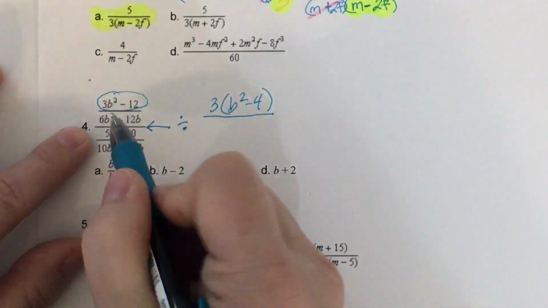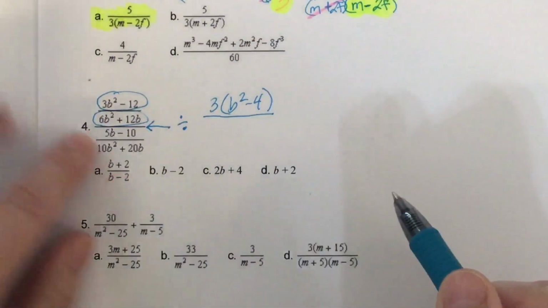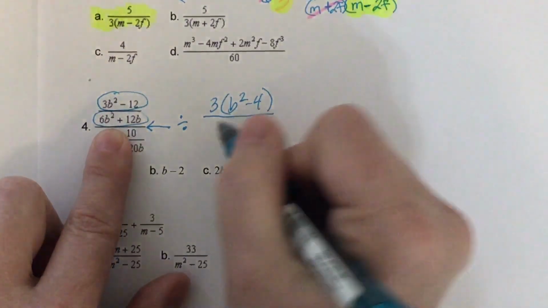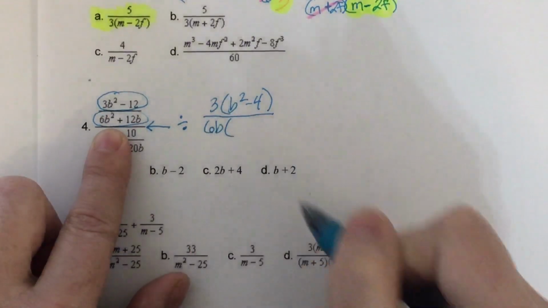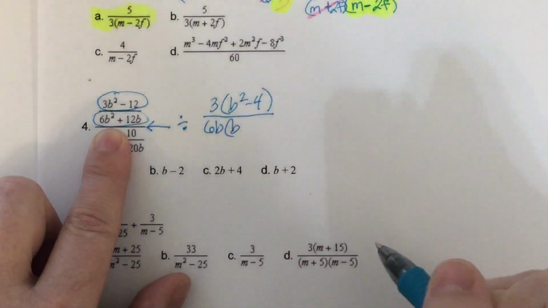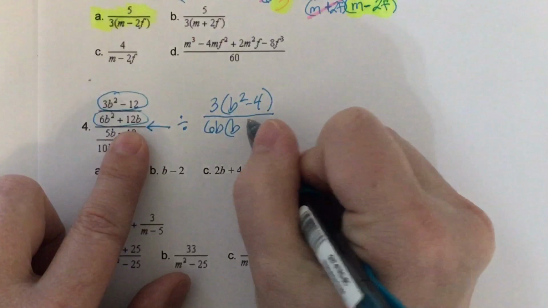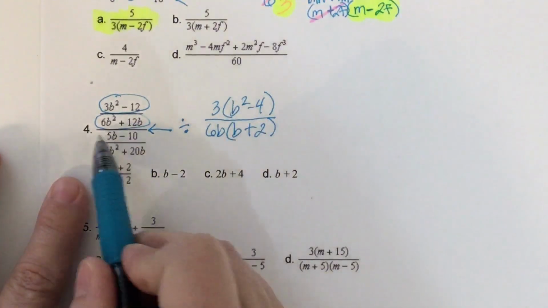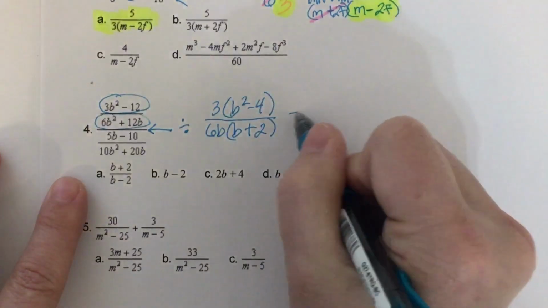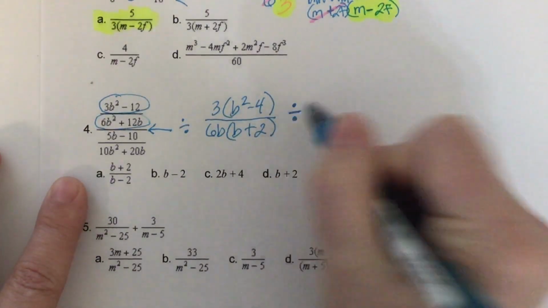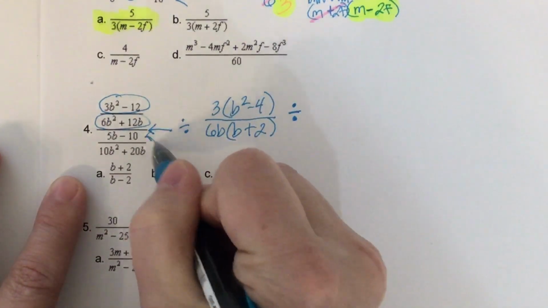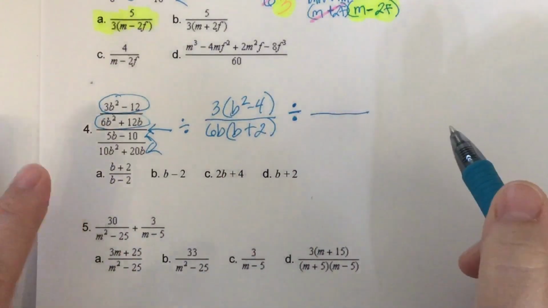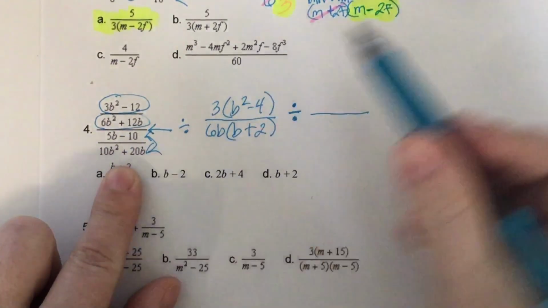Divided by this guy. This has a GCF of a 6b, so I'm going to take that out. 6b times b makes your 6b squared, and 6b times 2 makes your 12b. Okay, where I see this division bar, I'm going to put this kind of division bar. Now, I'm going to flip this one over. So this is actually going to go on top.